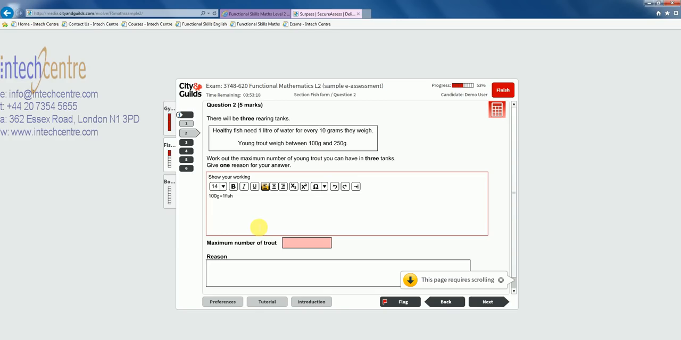We need to work out how many litres 1 fish could have. So if I divide 100 by 10, that's 100 divided by 10, this gives us 10 litres. So this is 10 litres for 1 fish. Again, you just need to show your calculations here. This part here, any explanation is not required. I'm just doing this for purposes of this video. So that's 10 litres for 1 fish, which weighs 100 grams.